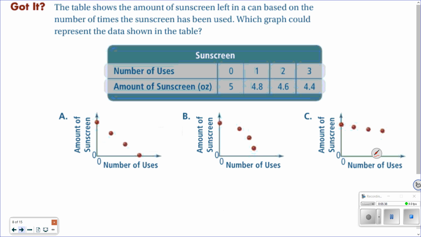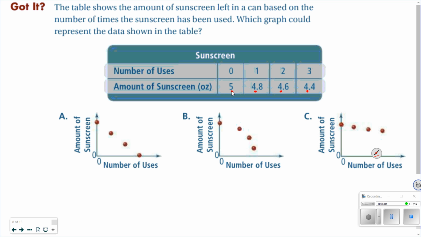You guys try this one. So it has that table of sunscreen. Pause the video, look at that table, and see if you can come up with a graph that you think would best fit that. If you look at what's happening here, it looks like it's going down by a pretty constant amount. It looks like it goes down by 0.2, 0.2, and 0.2, so it's pretty constant.